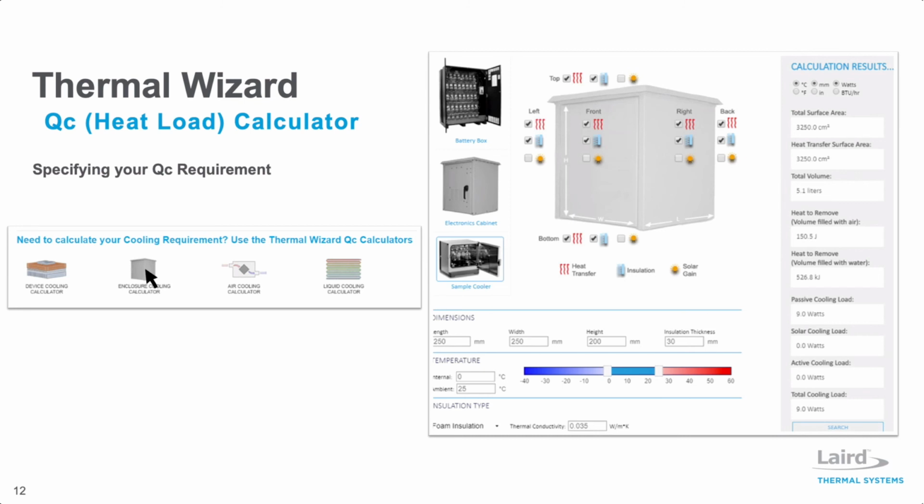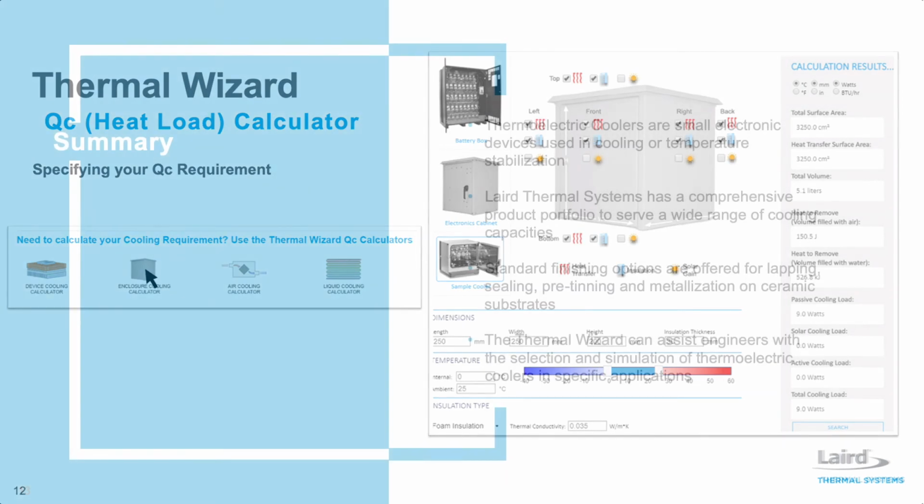Once you have determined the QC requirement, you can utilize the QC slider to specify the appropriate series of thermal management products and select the optimum solution. There are calculators for device cooling, enclosure cooling, air cooling, and liquid cooling, each with pre-programmed examples to help you quickly define the QC value and get your cooling solution underway.